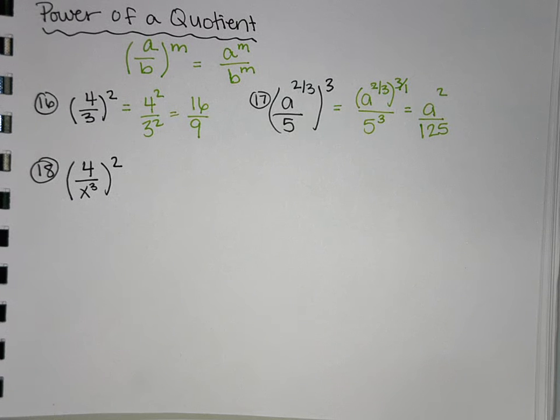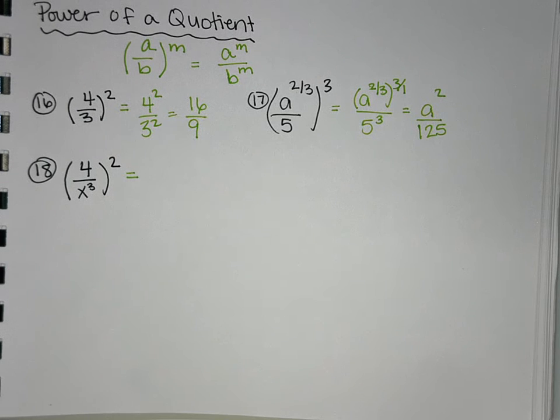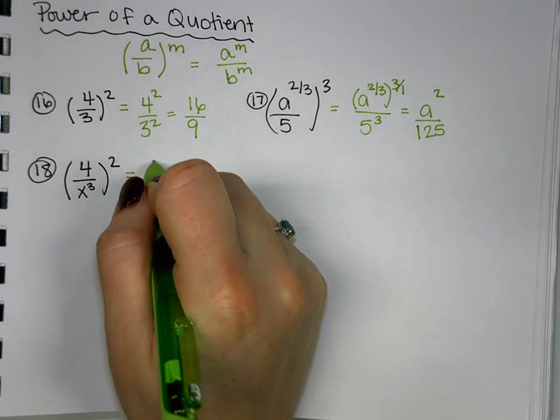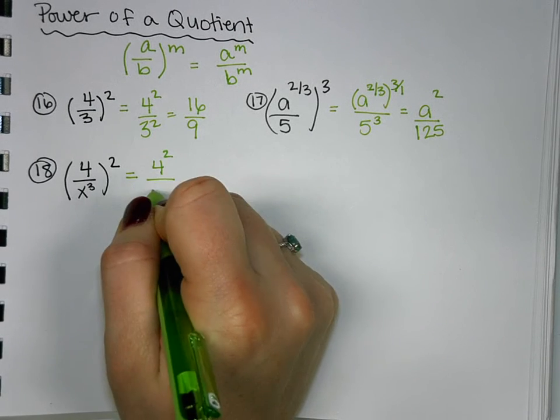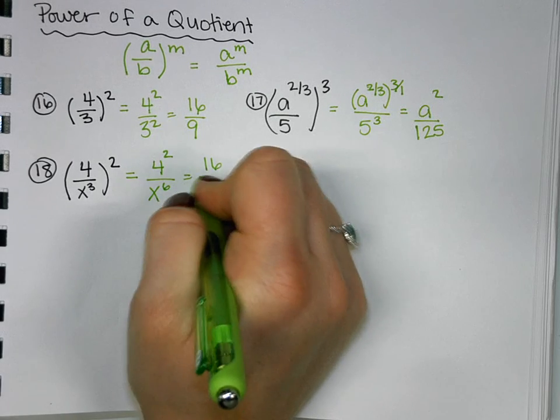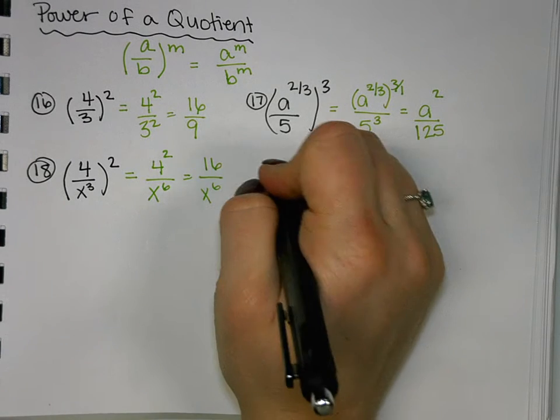Okay, next one, 4 over x to the third, squared. So how can we rewrite that one? X to the 6th. 4 to the second, x to the sixth, and we would just make that into 16 over x to the sixth. Okay, last one here.